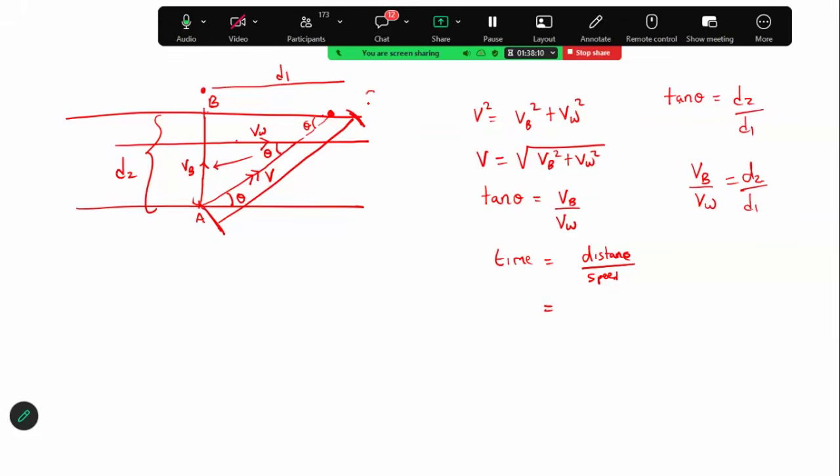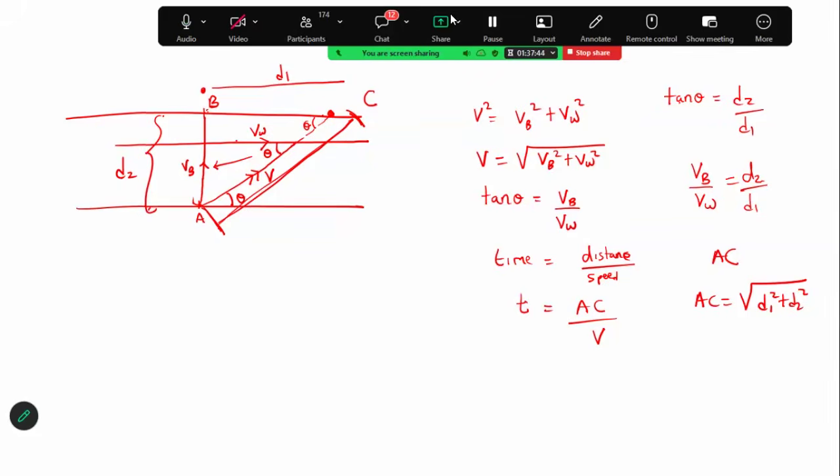So in case, let me put here C. It's going to be A to C divided by the speed. Which speed do we have along here? It is V, and that is your time. How do you get AC? AC can be got by D2 and D1. So AC, you can get it by getting the square root of D1 squared plus D2 squared. So that is how you get it for that particular case.